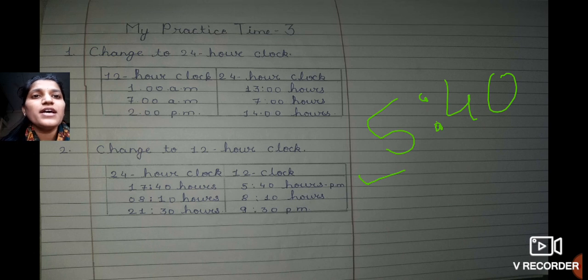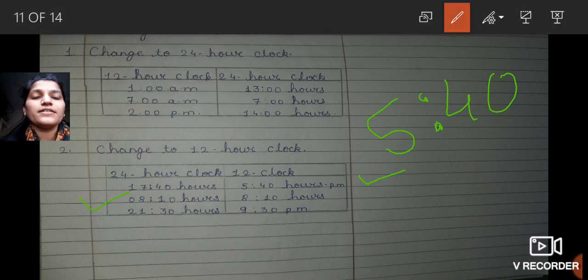Next question is 8.10. So 8 hours 10 minutes. Now students, here we can see that 8 is below 12. According to the clock, 8 is below 12. So if the time is below 12, or before 12, at that time we are not going to change the time. It will remain as it is, less than 12. If it is more than 12, then only we are going to change the clock system.